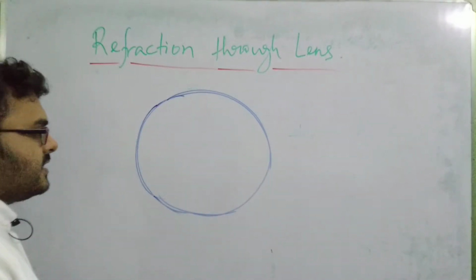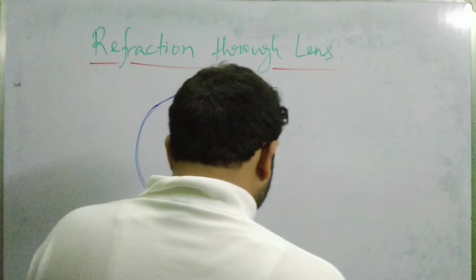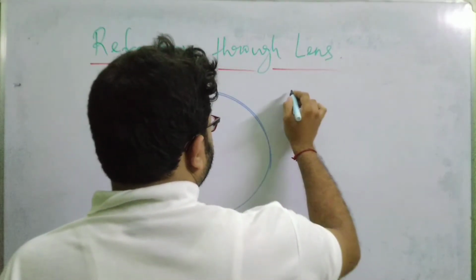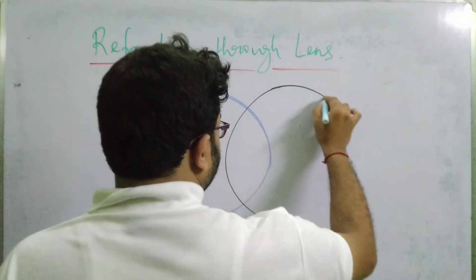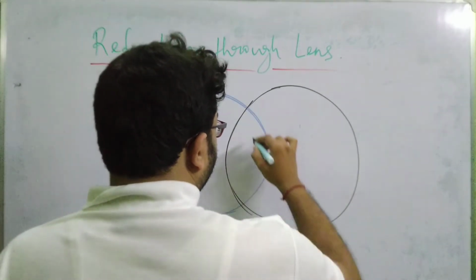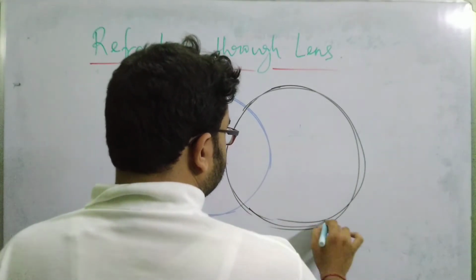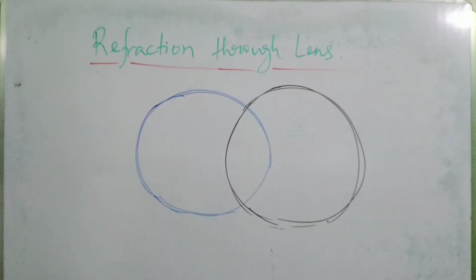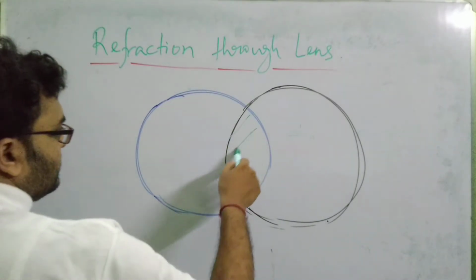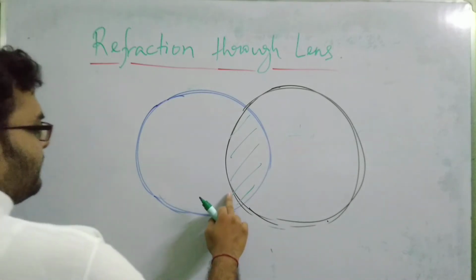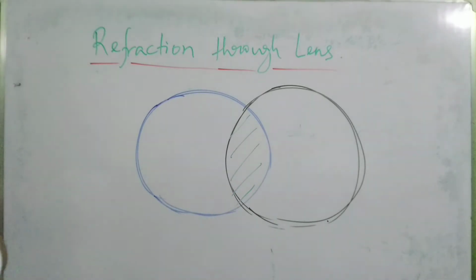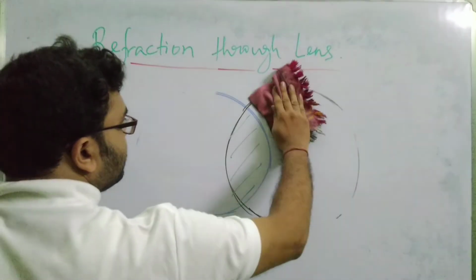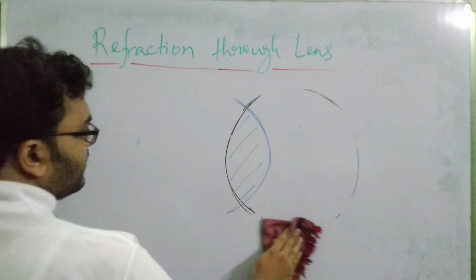Let us consider another glass sphere which is merged like this. So what do you get? You get a common portion like this, isn't it? The shaded part. If I omit these side parts, what we get is one kind of lens.